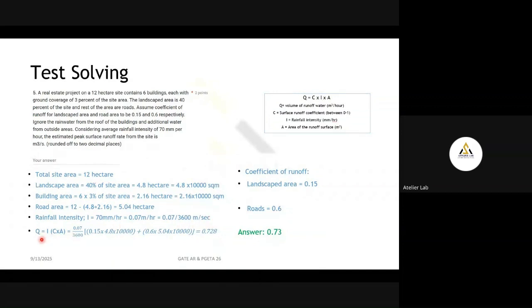So just apply it in the equation. I, intensity, into the landscaped area: coefficient 0.15 into 4.8 hectare into 10,000 square meters, plus the coefficient for the roads 0.6 into the area 5.04 into 10,000 square meters. You get 0.728, which is in meter cube per second. So the answer is 0.73.